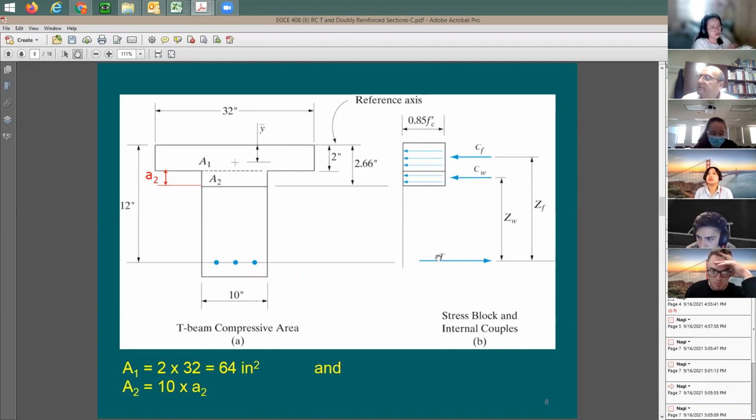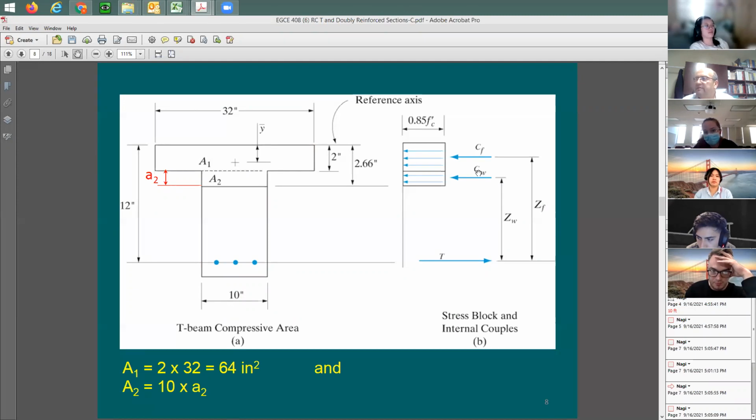How about the tension force? I'm gonna say tension force is gonna be the same. There's no change here in the tension force. It's gonna be equal to AS times Fy, but you know what? This tension force is gonna be equal to C sub F plus C sub W. It's gonna be equal to summation of the two forces as a compression.